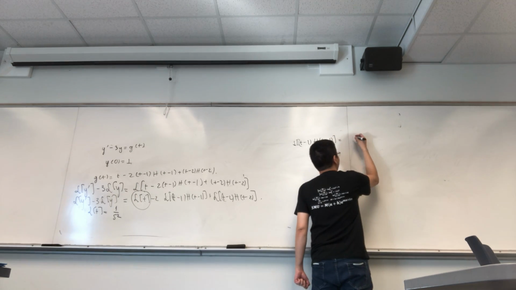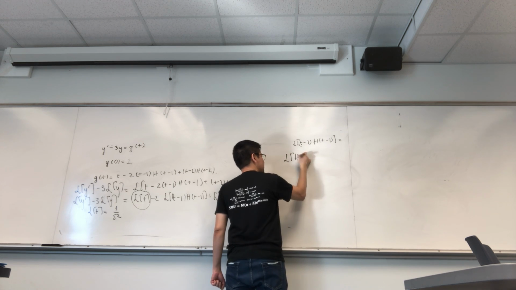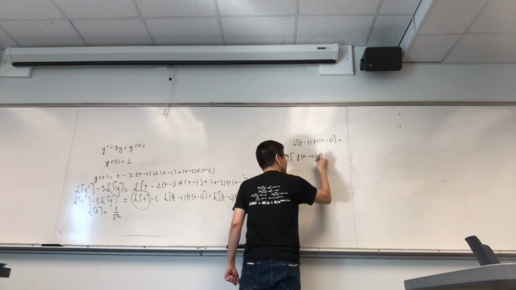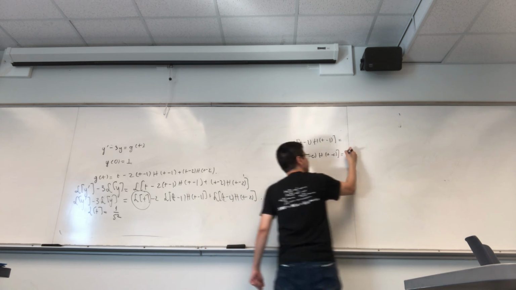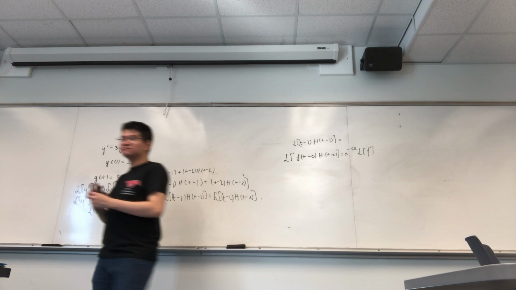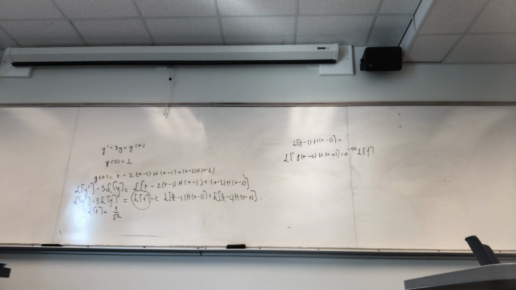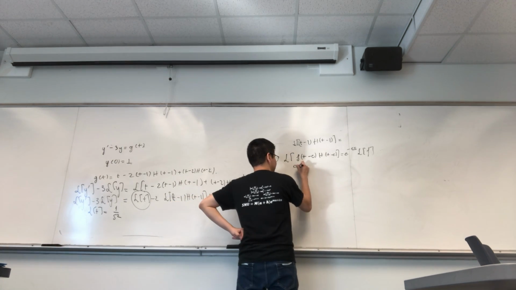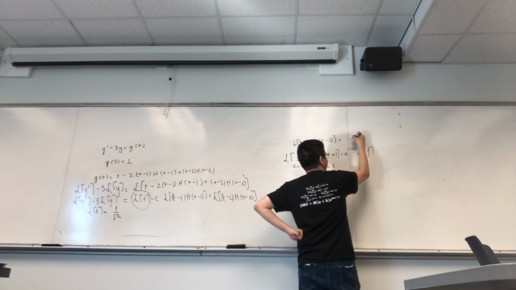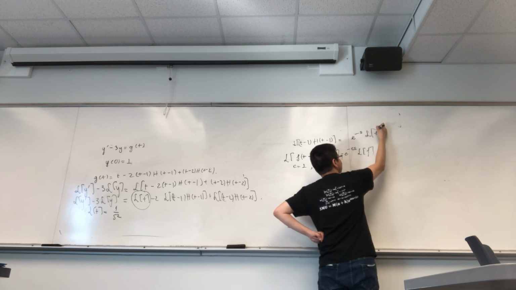So this is the formula that we have, right? h(t minus c), f(t minus c), h(t minus c) is e to the power minus cs, Laplace transform of f. Right? So this is the formula that we use. The Laplace transform of f(t minus c) times h(t minus c) will be e to the power minus cs times the Laplace transform of f. Right? So in this case, c is 1 and f(t) is t. So what you have is e to the power minus s times the Laplace transform of t.